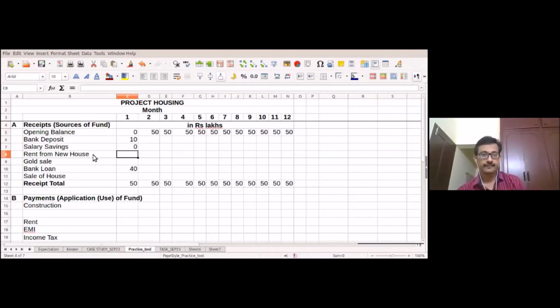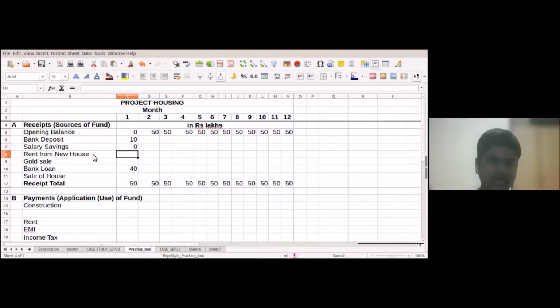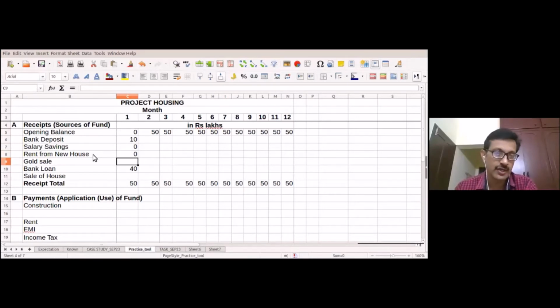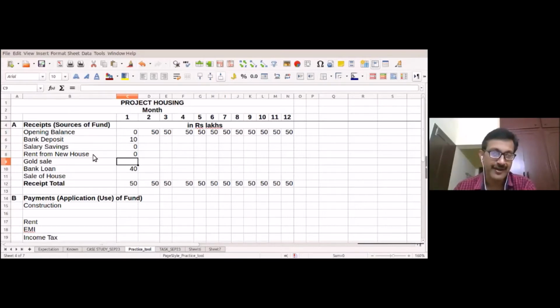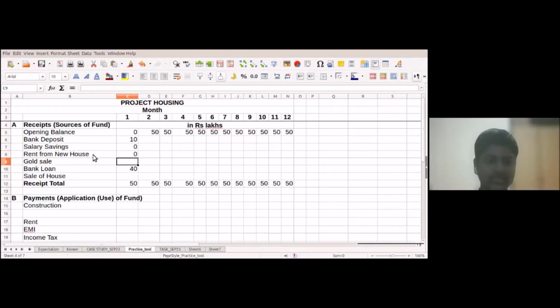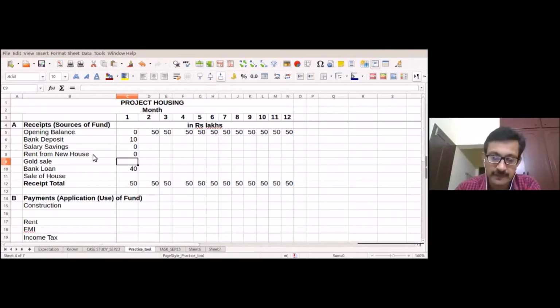Okay, fine. So rent from the new house also will be 0 in the first month. And gold sale can be according to the money that we have in our bank deposit or cash. Yes, sir, we can plan. Again, I've told you, no concept discussion here. You know everything. Now you should plan your financial statement. Okay, so now gold sale is also 0. You are not going to sell any gold in the first month. Yes, sir. Fine.